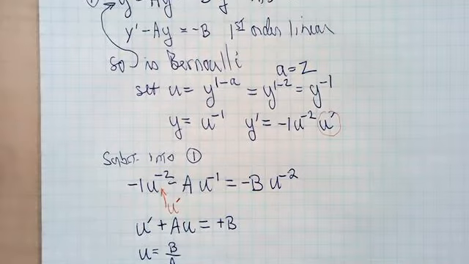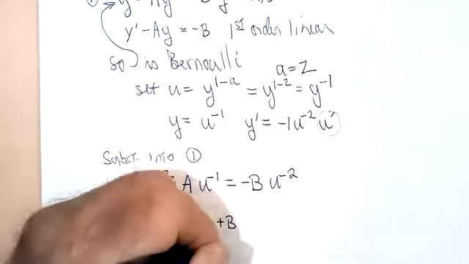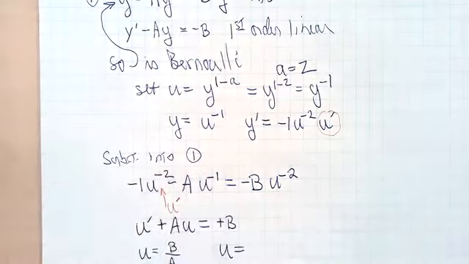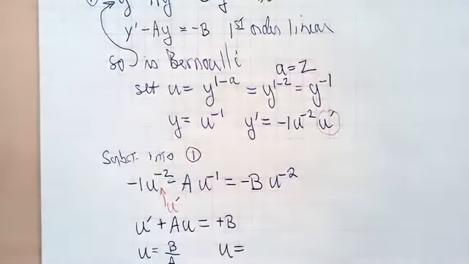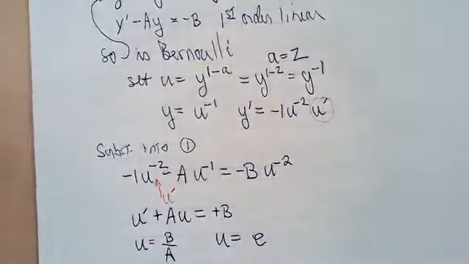Now I want the solution to the homogeneous equation. So I want u prime plus A u to be equal to 0. How about this? e to the minus A x. So when you take the derivative, you're going to get a chain rule factor, and it had better be A.